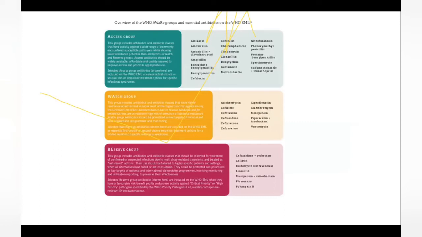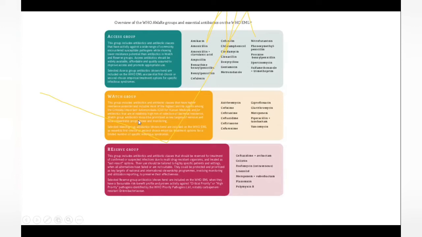We have 3 major groups of antibiotics. One is the Access group, second is the Watch group, and third is the Reserve group. The Access group includes antibiotics that have activity against a wide range of commonly encountered pathogens and a lesser potential for resistance. This includes antimicrobials like amikacin, amoxicillin, ampicillin, doxycycline, and others.